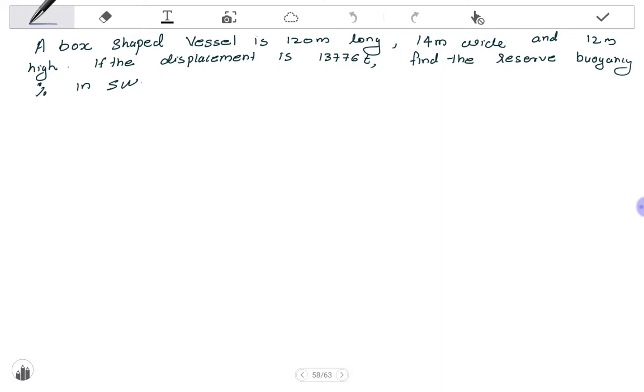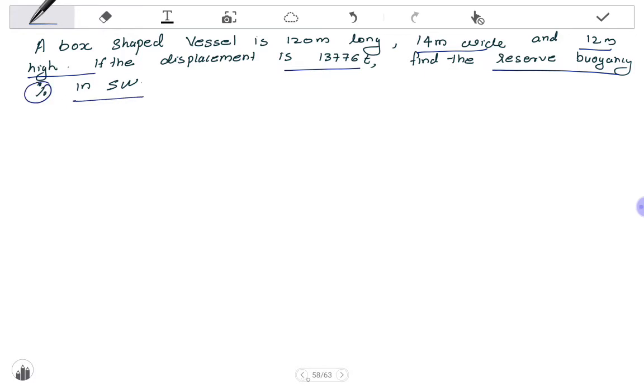Now let's do a question. A box shaped vessel of 120 meter long, 14 meter wide, and 12 meter high, and displacement is 13776 tons. Find out the reserve buoyancy in sea water.